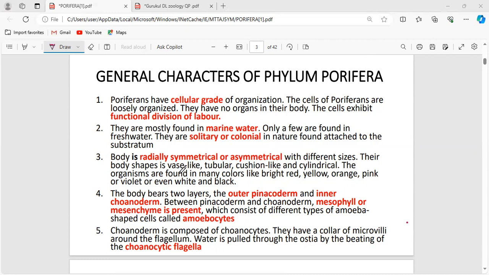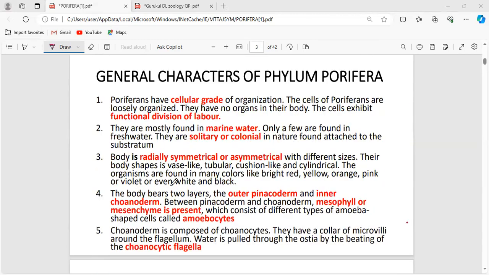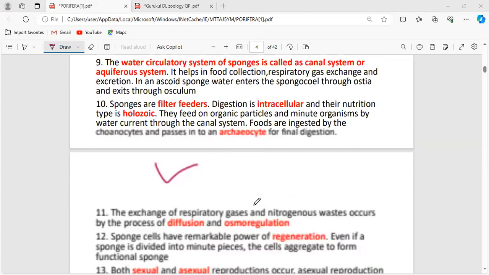And what about the middle layer? The middle layer is called the mesohyl or the mesenchyme. The cells present in the mesenchyme or mesohyl are called amoebocytes. And what about the skeleton structure? The skeletal structure is made up of two different things: spicules and spongin fibers. Today we are going to see the skeletal system elaborately.